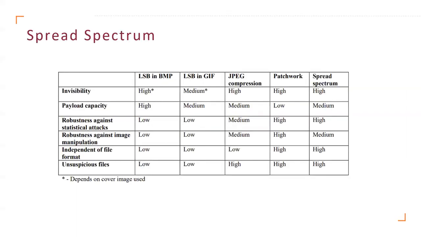So now let's look at the evaluation of these different techniques we have discussed and how they are used. There are a few things that we expect from a steganography technique, like invisibility, robustness, and the files should be unsuspicious. Then the technique should be independent of the file format, and many more. In an ideal world, we would want all these techniques to have high value in all these requirements. That would be great, but it's not the case.